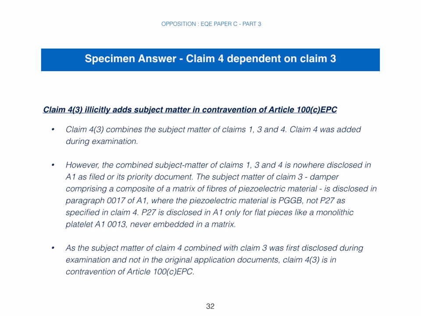P27 is disclosed in A1 only for flat pieces like a monolithic platelet, A1, paragraph 13, never embedded in a matrix. As the subject matter of Claim 4 combined with Claim 3 was first disclosed during examination and not in the original application documents, Claim 4.3 is in contravention of Article 100(c) EPC.